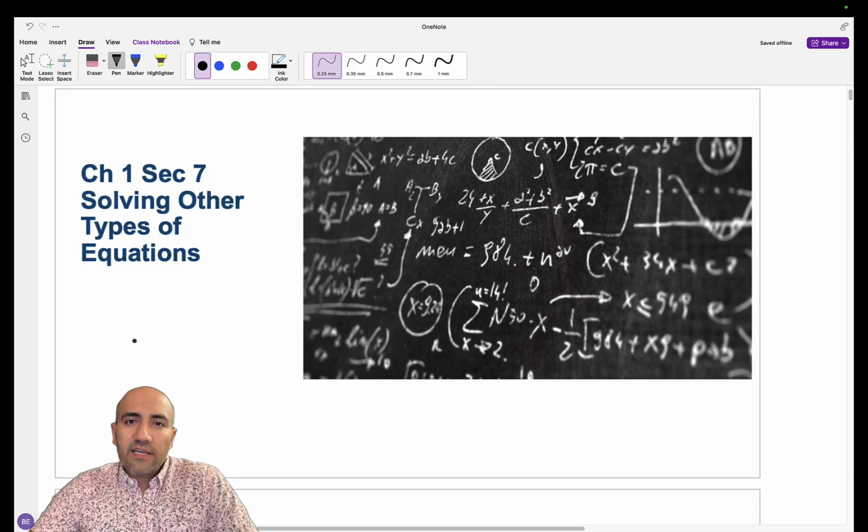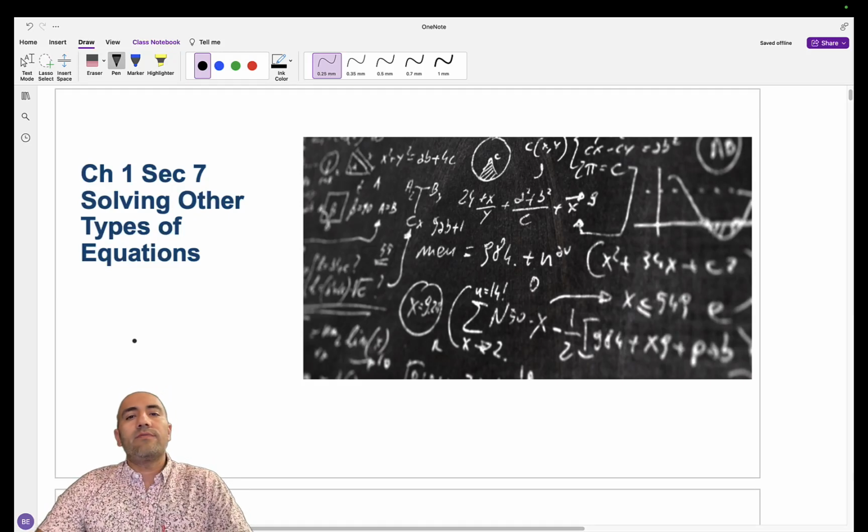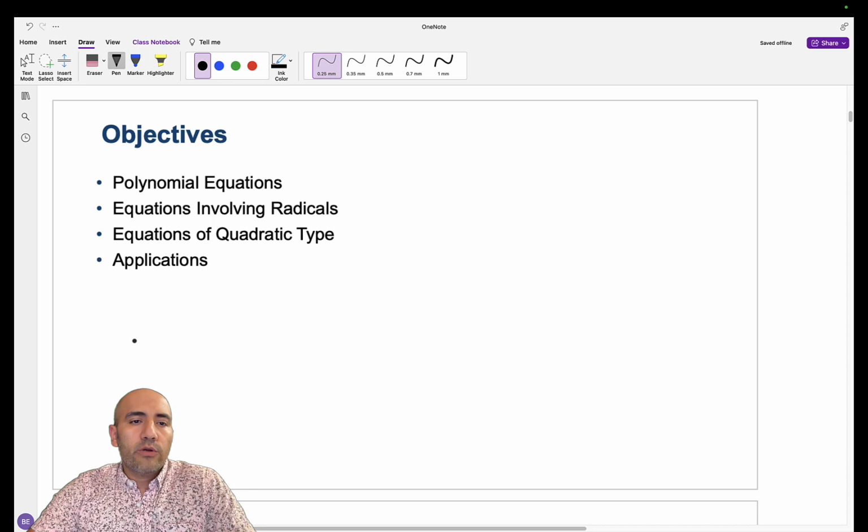Okay, Chapter 1, Section 7, Solving Other Types of Equations. So in this section, we're going to look at polynomial equations, equations involving radicals, equations of a quadratic type, and then some applications or word problems.